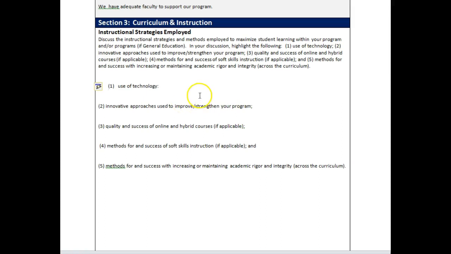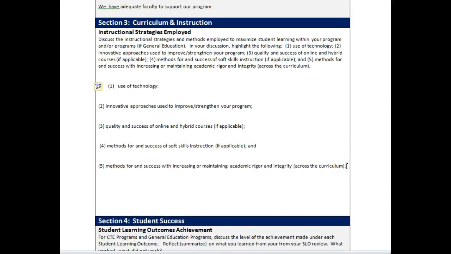But in that way, you know now that you're not going to miss any part of what's being asked of you in this report. So you talk about use of technologies, innovative approaches, the quality and success of online and hybrid courses, if it's applicable. If not, just put not applicable, but I would still leave it there. Methods for and success of soft skills instruction. You know what soft skills is. How are you working on that with our students? And you talk about that. Methods for and success with increasing or maintaining academic rigor and integrity across the curriculum. So these are not short little questions for you to put one little statement, but you're actually elaborating and discussing, because we all know it's a 3-year report and you've analyzed these things over a period of 3 years.